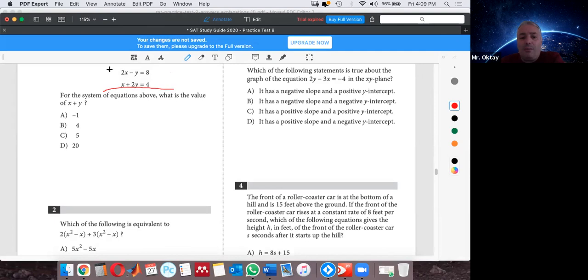So if I multiply the first line by 2 and add them side by side, 2 times 2x, 4x, plus x, 5x. 2 times negative 2y, negative 2y, plus 2y, 0. 2 times 8, 16, plus 4, 20. So x equals 4, and it is finished.